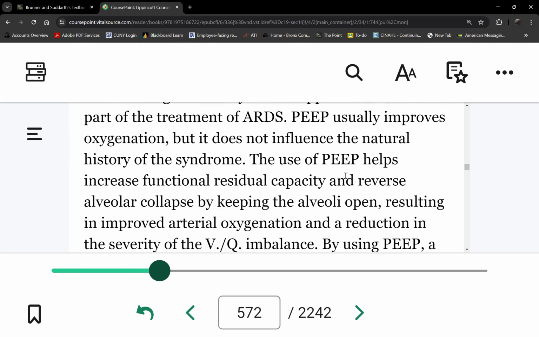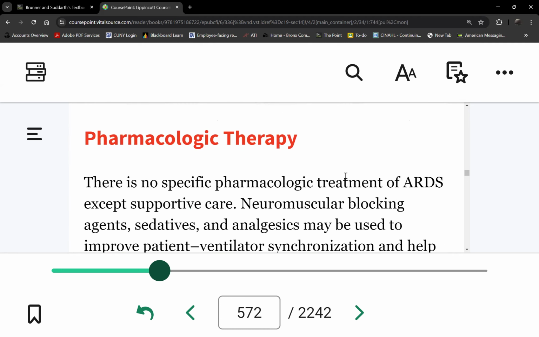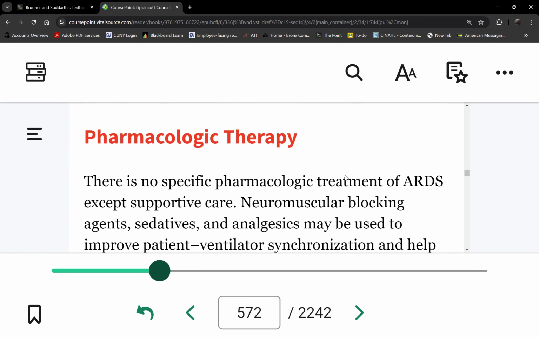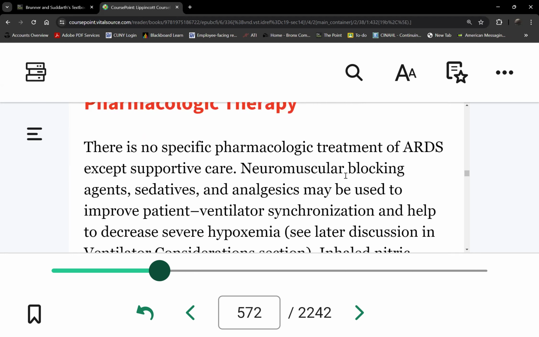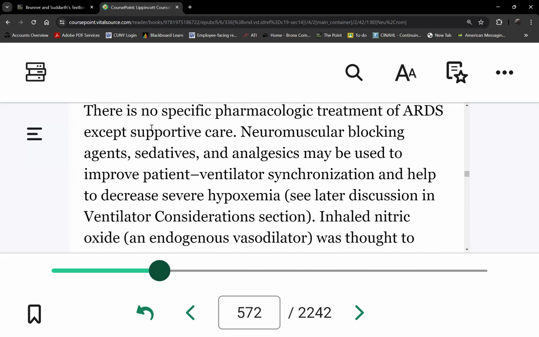I'll come back to this section later. No, let's finish the drug therapy because there are drug therapies here. So the first statement here says no specific drug treatment for ARDS except supportive care. So the focus for drug treatment will be on the underlying cause instead. So if it's sepsis leading to this, then we give antibiotics appropriate to the organism grown.